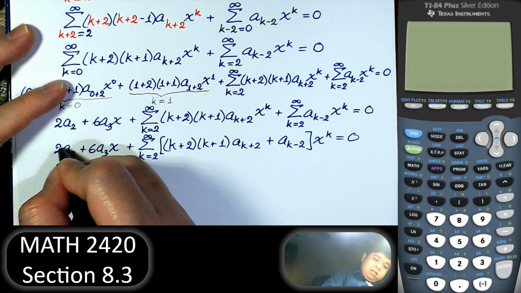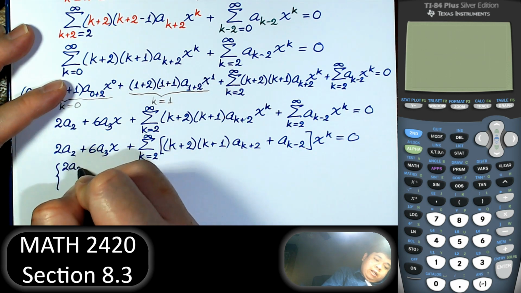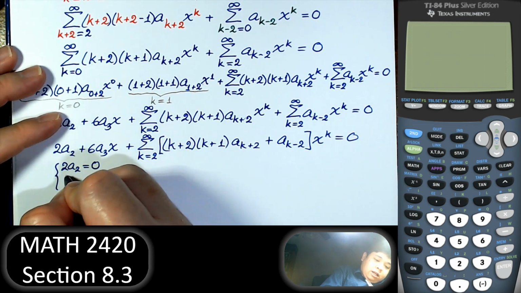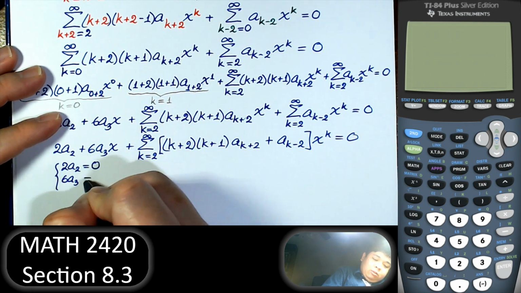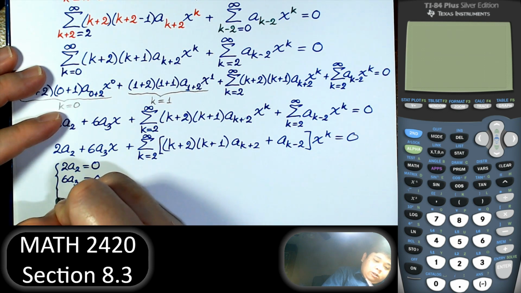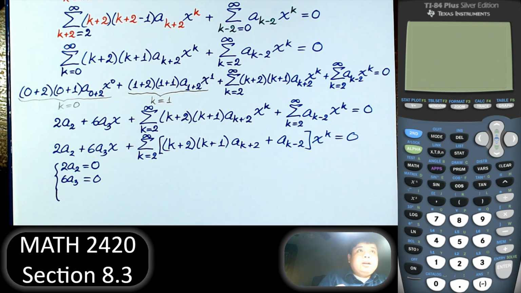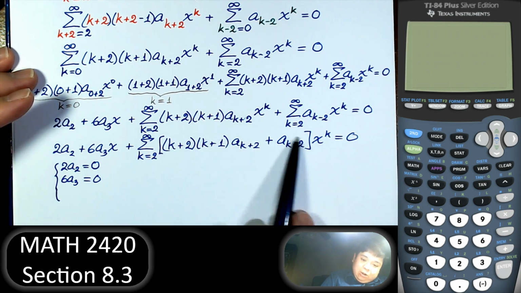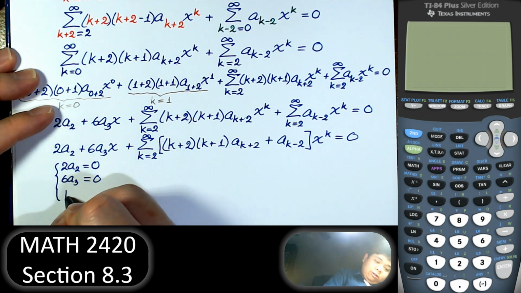So the a2 has to be equal to 0. And the 6a3 has to be equal to 0. Right, all the coefficients equal to 0. And that coefficient has to be equal to 0.